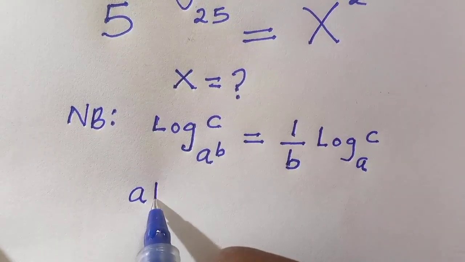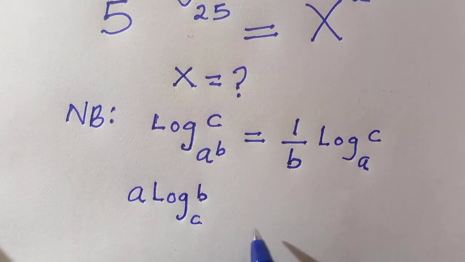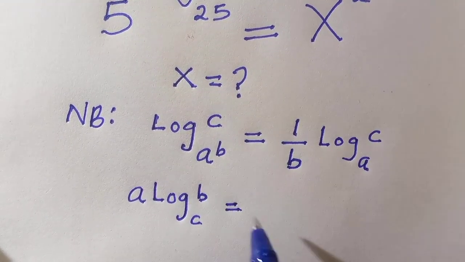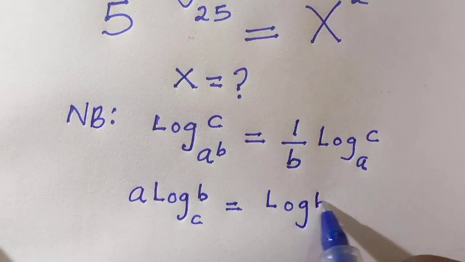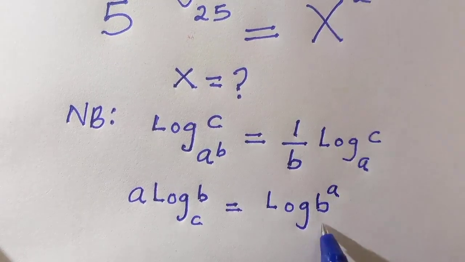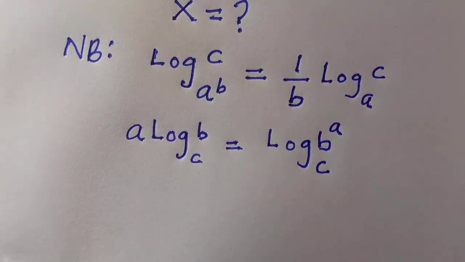And the second one is, suppose you have log b base a to the power of c. This is going to give log b to the power of a base c. That is, a, which is the coefficient of the logarithm, will come to the power of b.